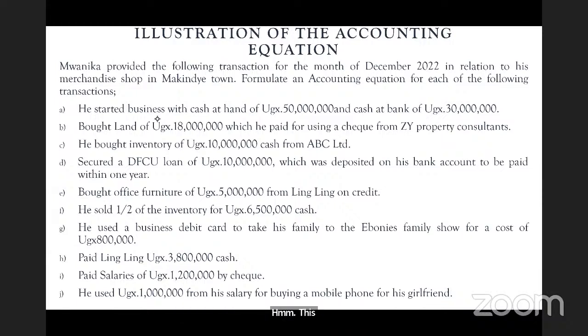Used 1 million from his salary for buying a mobile phone for his girlfriend. This one is not considered simply because he's not using business resources. He's using his own personal salary. So his personal salary is not a business resource. Are we together? All right.